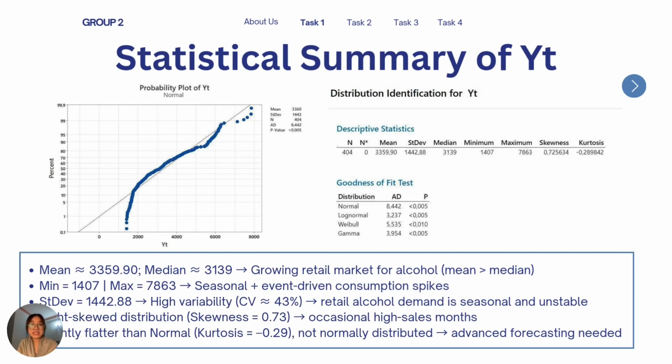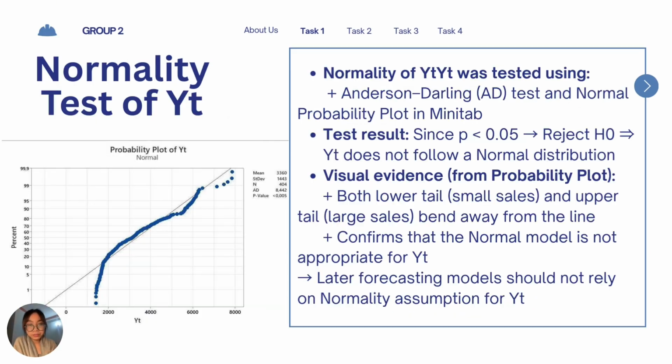As for the statistical summary of YT, my comment is that the mean and the median values suggest the sales have been increasing over time. The minimum and maximum values show a large fluctuation driven by seasonal events like holidays. We also have a high standard deviation, meaning that the demand is unstable and seasonal.